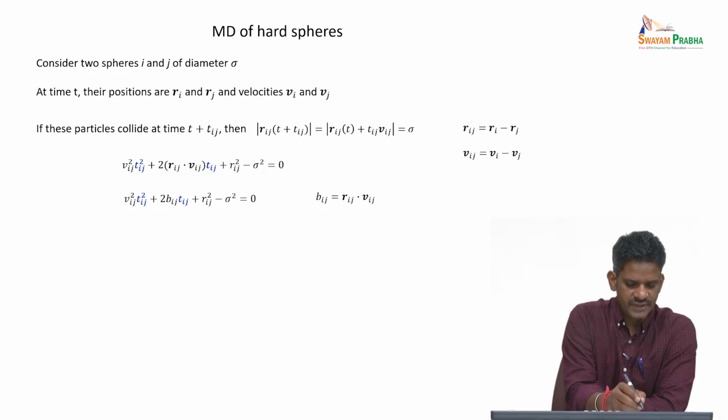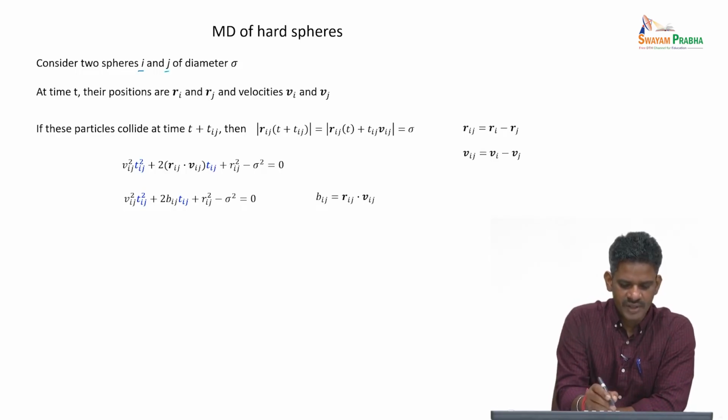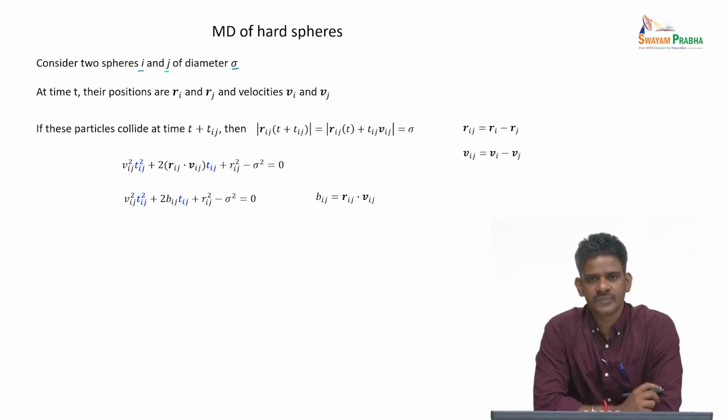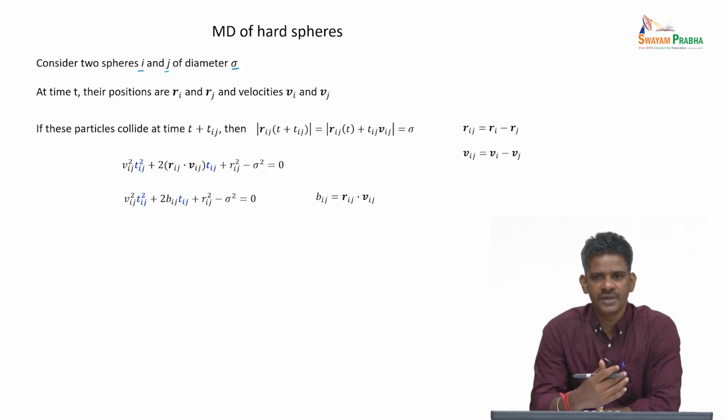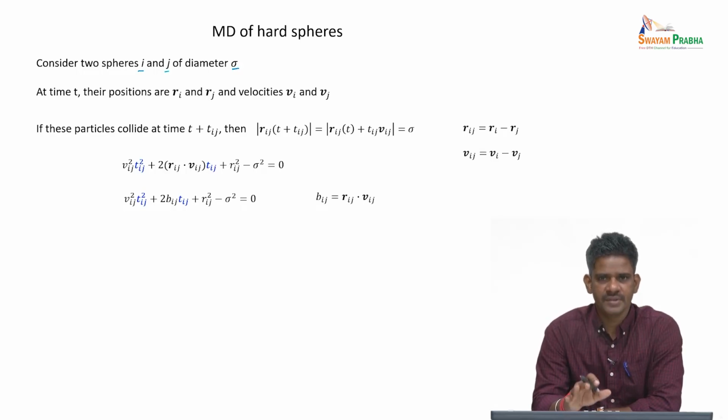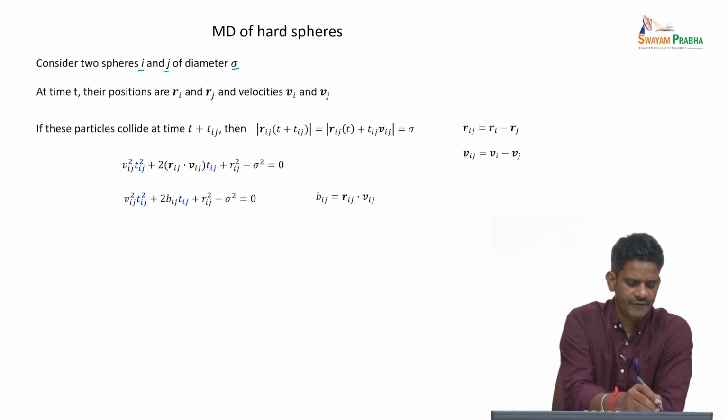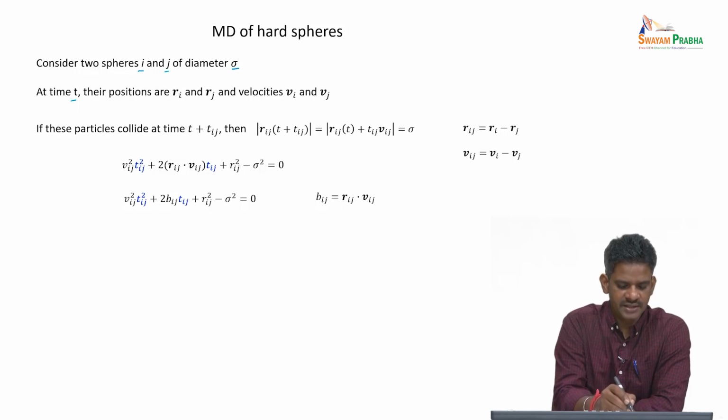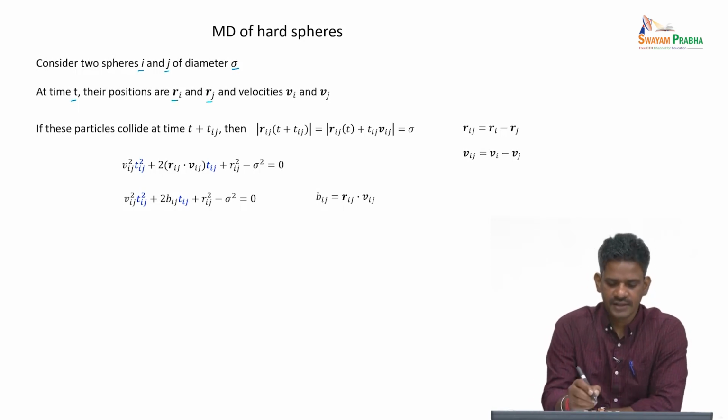So we have two spheres, hard spheres i and j, and they have equal diameter sigma. This method can also be generalized for unequally sized colloidal hard spheres, but for this particular example we take all the particles of the same radius or diameter, and then at some point of time t, let us say the positions of i and j are given as Ri and Rj, and the respective velocities are given as Vi and Vj.